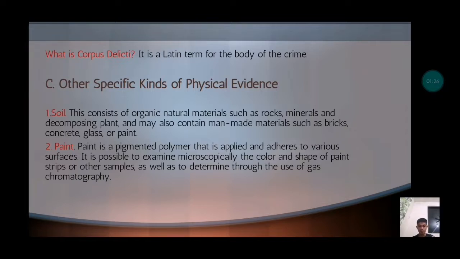So number two is paint. Paint is a pigmented polymer that is applied and adheres to various surfaces. It is possible to examine microscopically the color and shape of paint strips or other samples, as well as their composition determined through the use of gas chromatography.